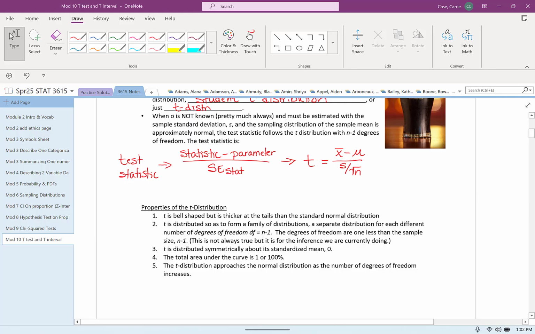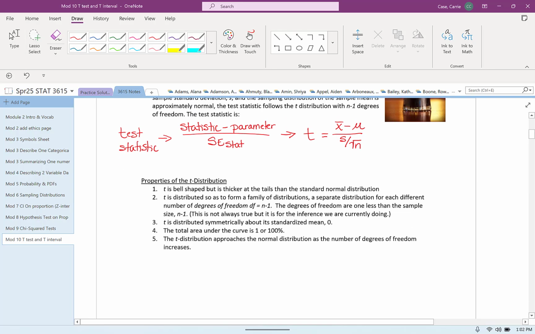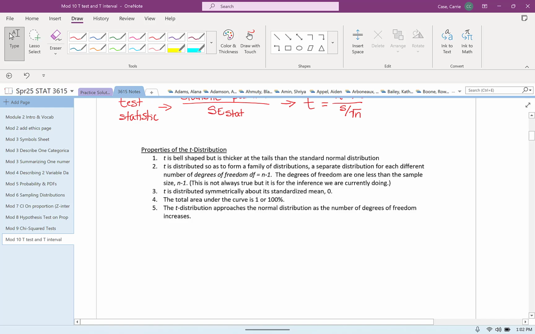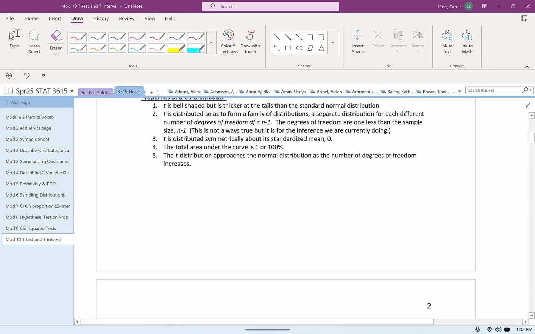T is distributed symmetrically about the standardized mean 0. And the total area under the curve is 1 or 100%, just like it is for any other probability distribution. The t distribution approaches the normal distribution as the number of degrees of freedom increases.